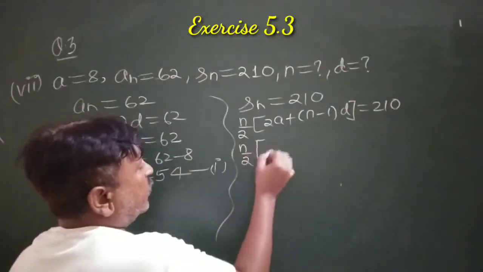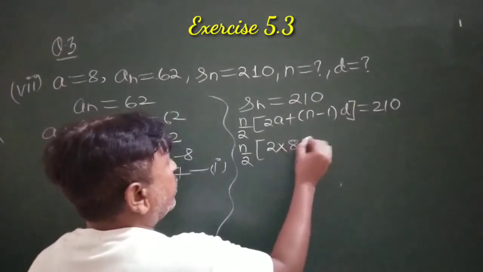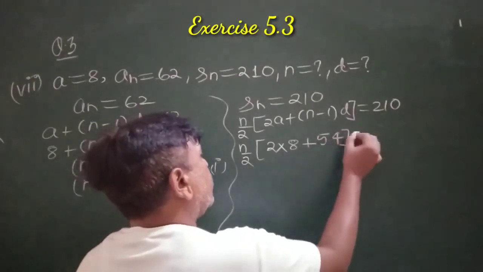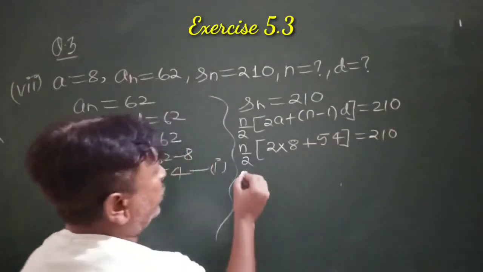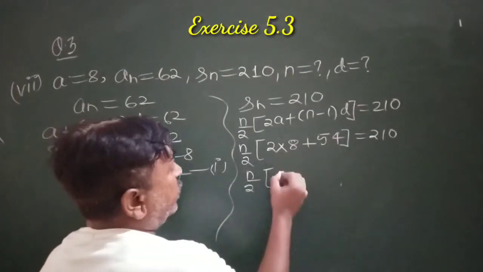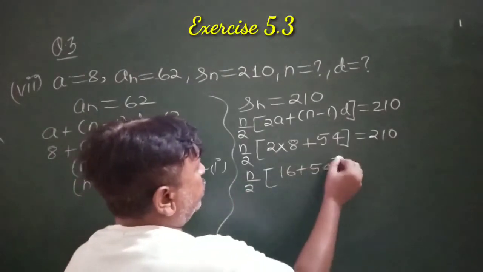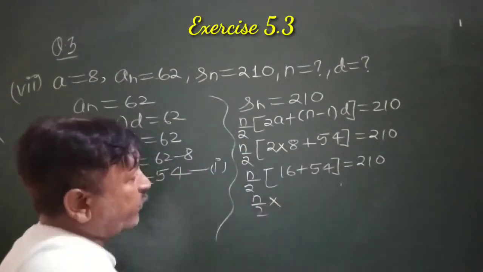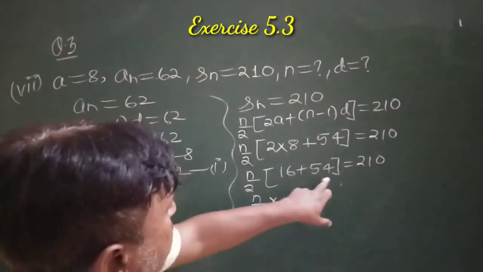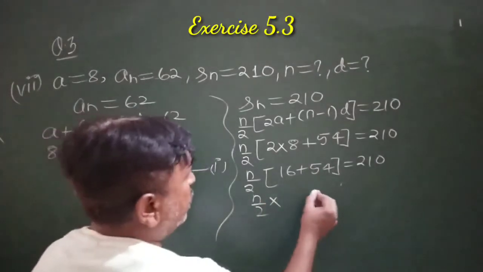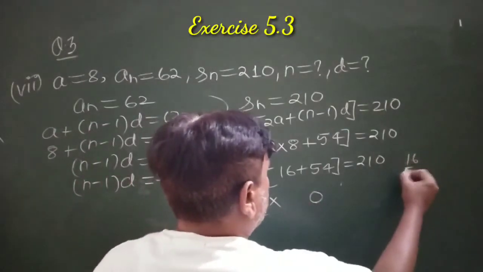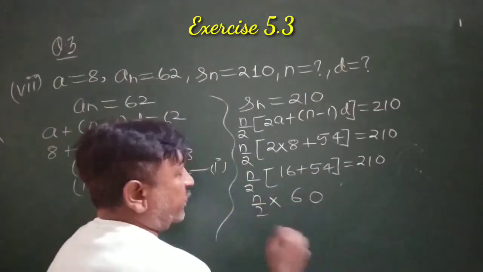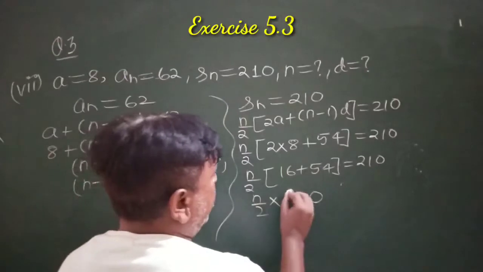n upon 2 into (2 into 8 plus (n minus 1)d, which is 54) is equal to 210. 2 into 8 is 16, plus 54 is equal to 210. 16 plus 54 means 6 plus 4 is 10, 5 1 6. So we will get the answer 60. Not 60, we will get the answer 70.